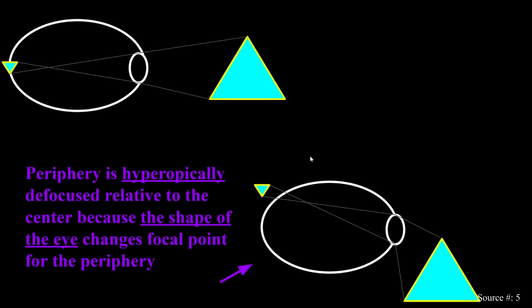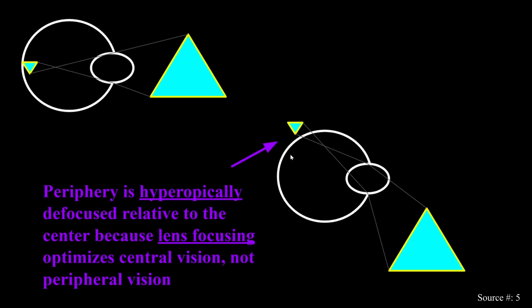And also, the eye's shape can cause the same relative peripheral hyperopic defocus. As you can see here, even if the lens refracts the image basically spherically, the shape of the eye, in this case, it's oblate, I'm pretty sure. No, sorry, prolate, will cause the image to be focused behind the periphery. And this causes relative peripheral hyperopic defocus in the same way as over here.